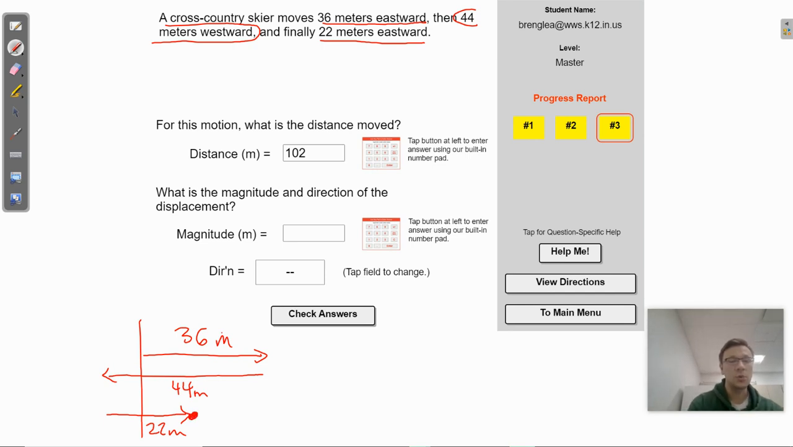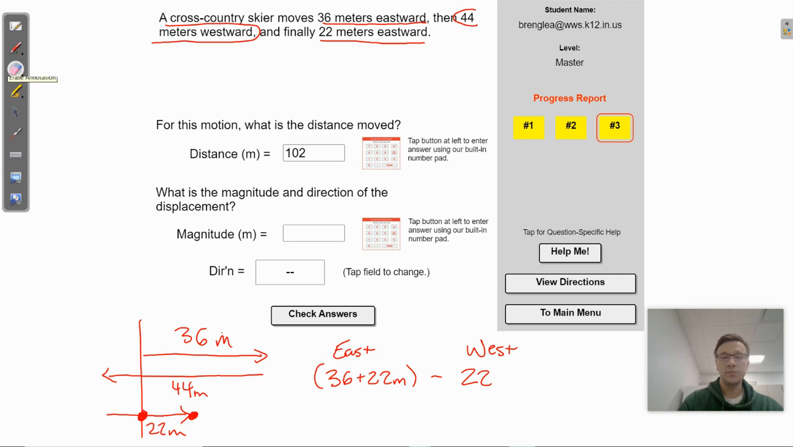Okay, so again, what we're trying to figure out is how far away the person ends up, right here on this dot. So we're trying to figure out the distance from the original position to that dot. Since we have two movements that were to the east, we're going to add those together. So for the east, we have 36 plus 22 meters. And then we're going to need to subtract the westward movement, which is 44 meters. So we'll erase that there.